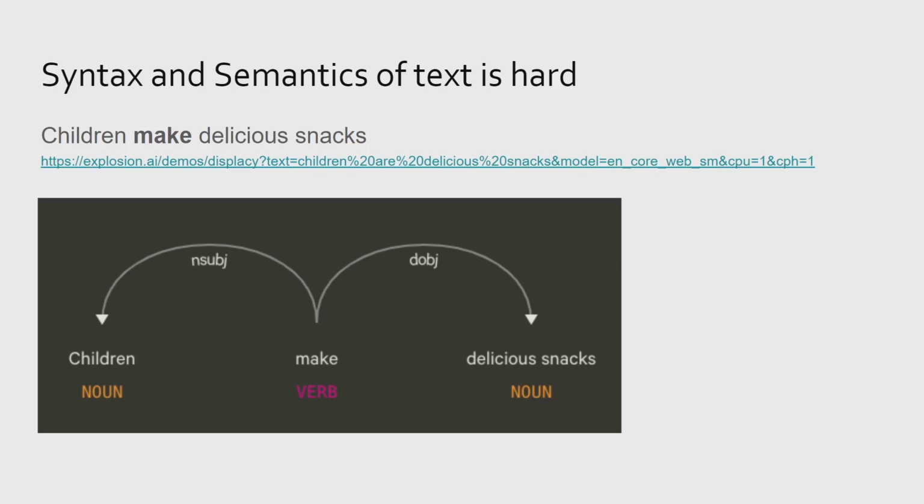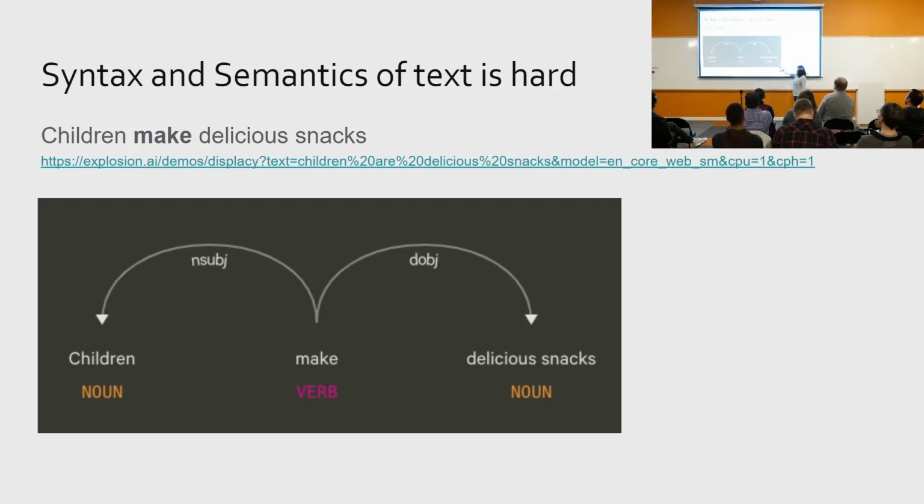This is taken from a tagger called spaCy, and here's what it has derived the links between delicious snacks and children to be. Make, the subject of make over here is the children, and the object is delicious. So it's still kind of ambiguous as to what is happening here. Are the children making the snacks, or are the children the snacks?